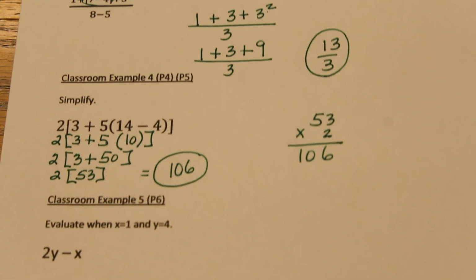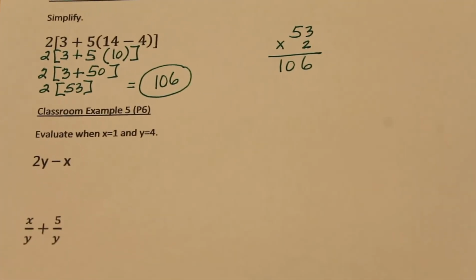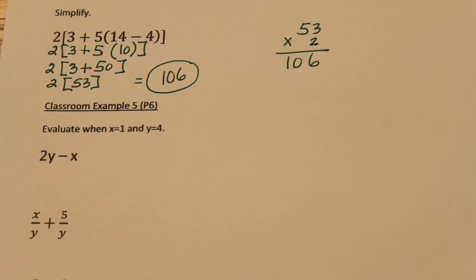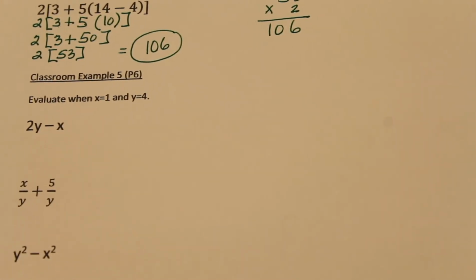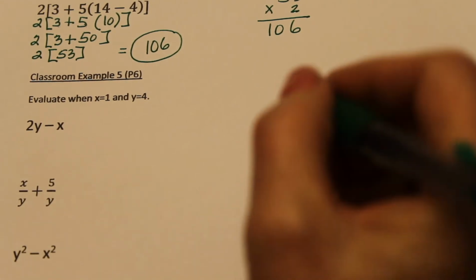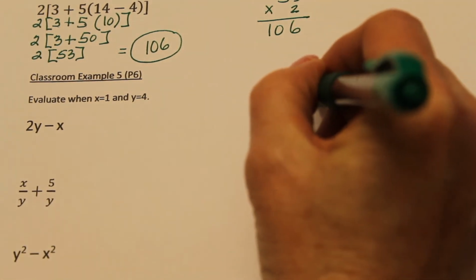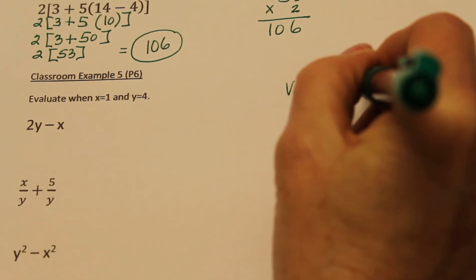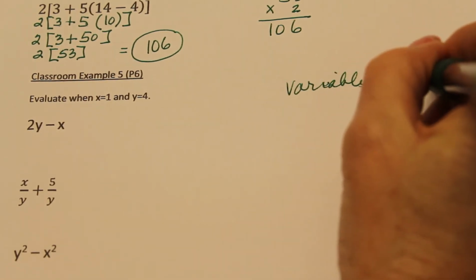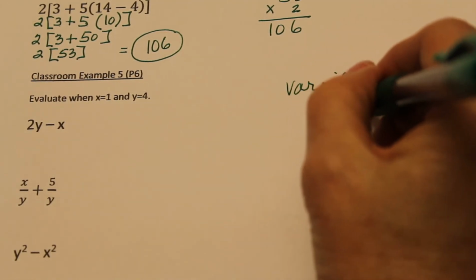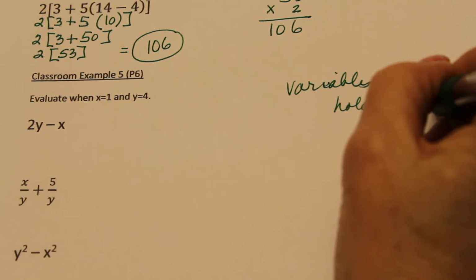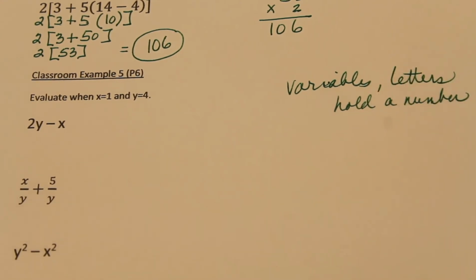Okay, this next topic is how to evaluate expressions when we're going to substitute in values for variables. Variables are letters that can hold a numeric value. Variables are letters which can hold a number, can be assigned a number.